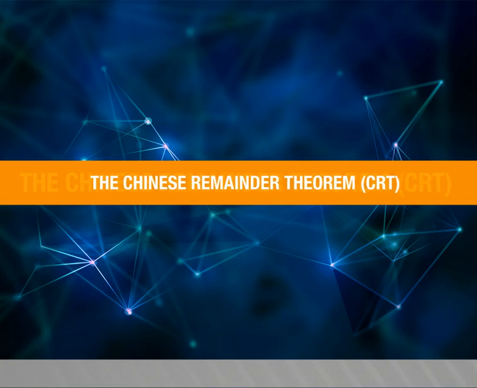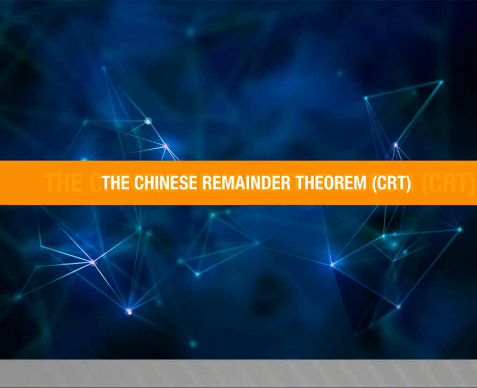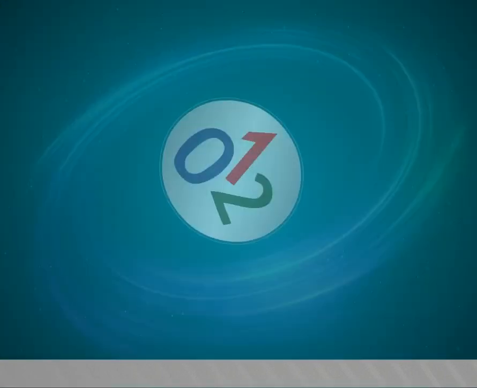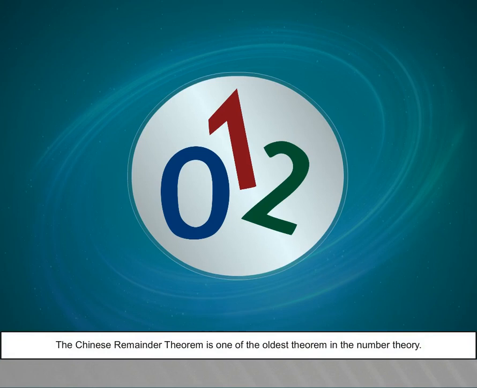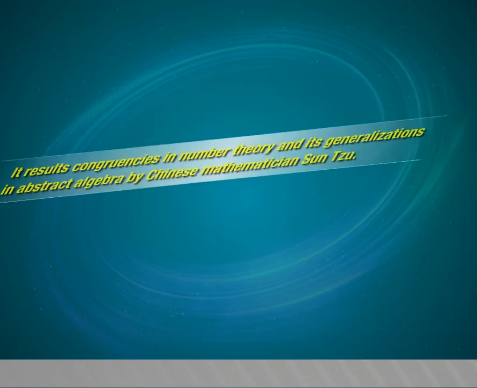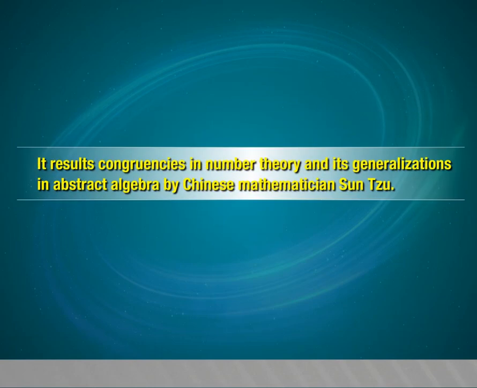The Chinese remainder theorem, CRT. In this video, we are going to see about the Chinese remainder theorem, CRT. The Chinese remainder theorem is one of the oldest theorems in number theory. It results from congruences in number theory and its generalizations in abstract algebra by the Chinese mathematician Sun Tzu.